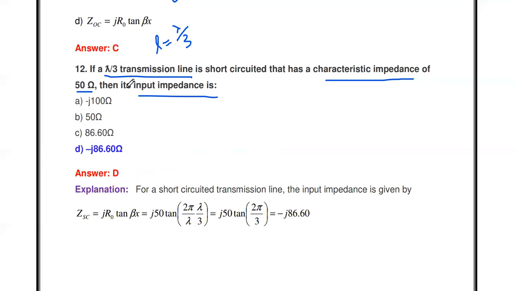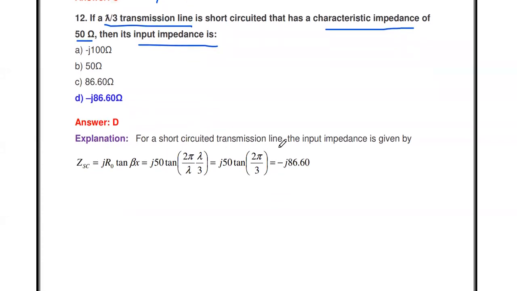And the characteristic impedance is Z naught, or R naught, equal to 50 ohms. So the question is that we have to find the input impedance. Already, for a short circuited transmission line, what is the input impedance? The input impedance Zin(SC) equals j R naught tan beta x. Here the R naught value is given: R naught is the characteristic impedance, 50 ohms, and tan beta x.